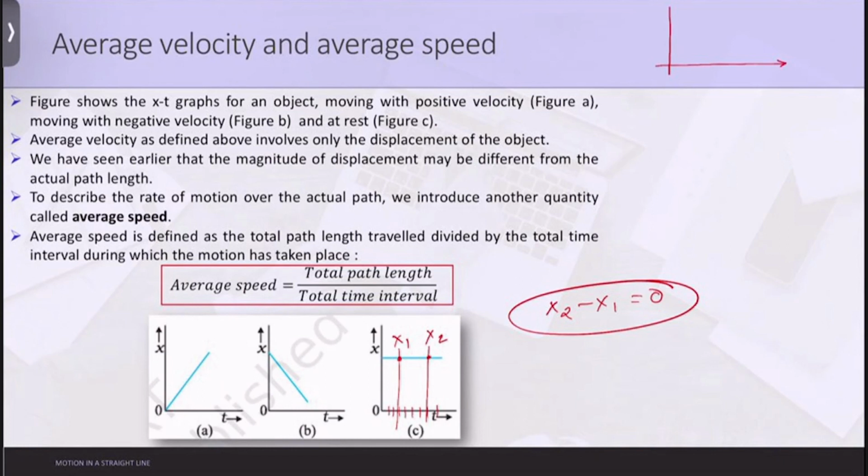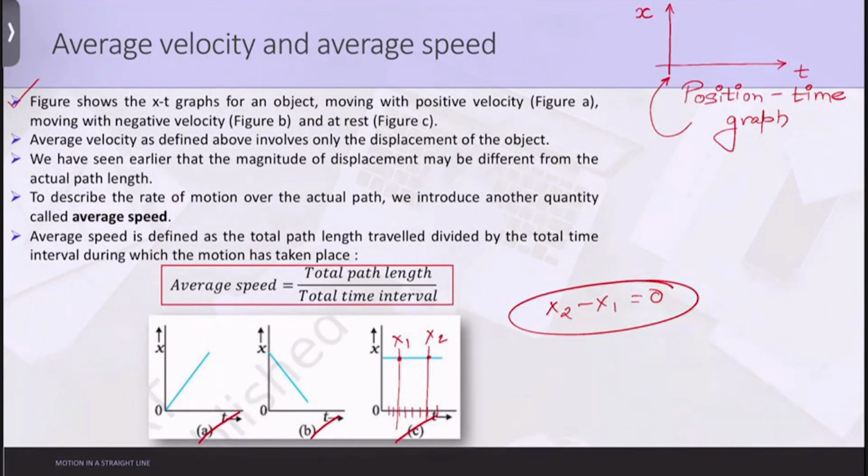Any graph which is drawn between y-axis as x and x-axis as t is called a position time graph. Okay, fine. Let's move forward then. So the figure shows the xt graph for an object moving with positive velocity, figure A, moving with negative velocity, figure B, and at rest, figure C.